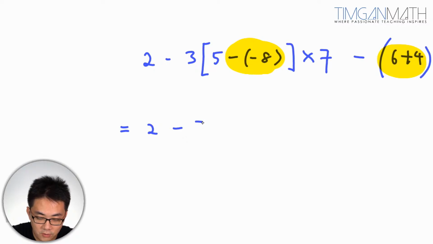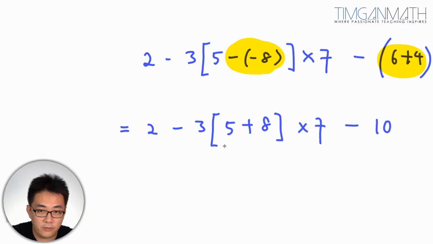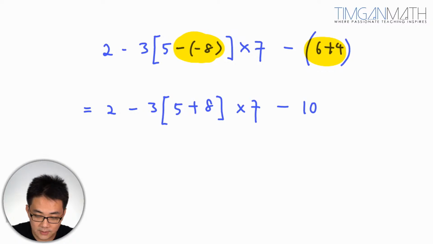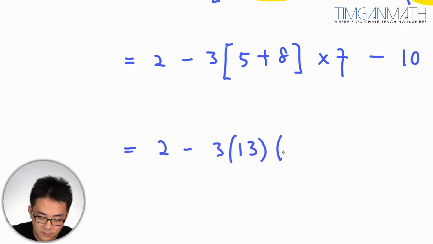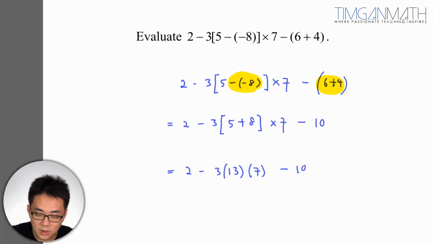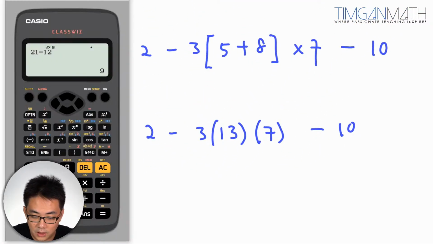This is 2 minus 3, and this will be 5 plus 8 multiplied by 7, 6 plus 4 will be 10. So I will do 5 plus 8 first, before even expanding. 5 plus 8 will be 13. So 2 minus 3 times 13 times 7, minus 10. This is a very big number here. They say evaluate this, so we could just key in the calculator because they never say without using a calculator.